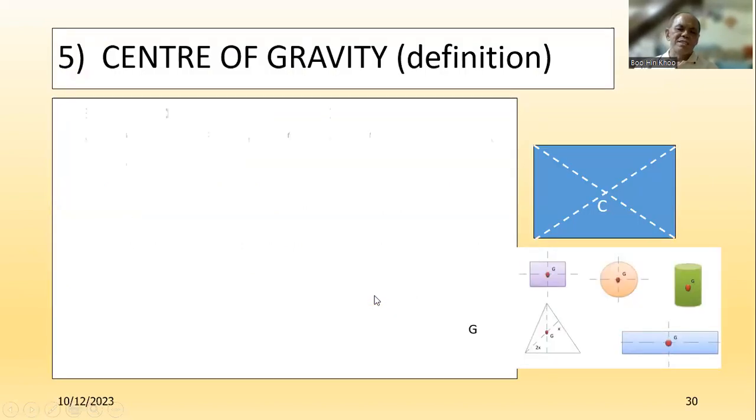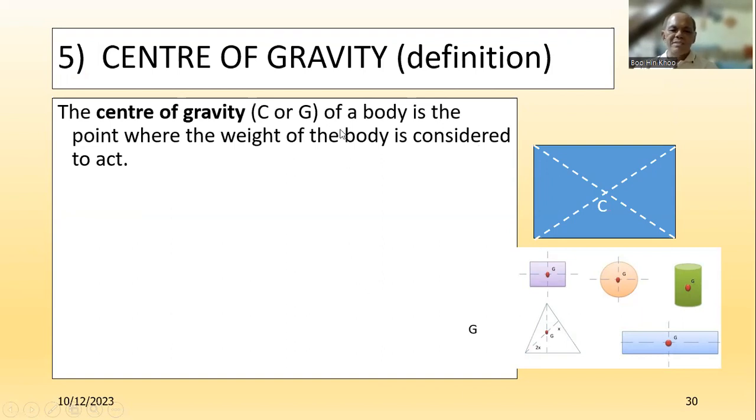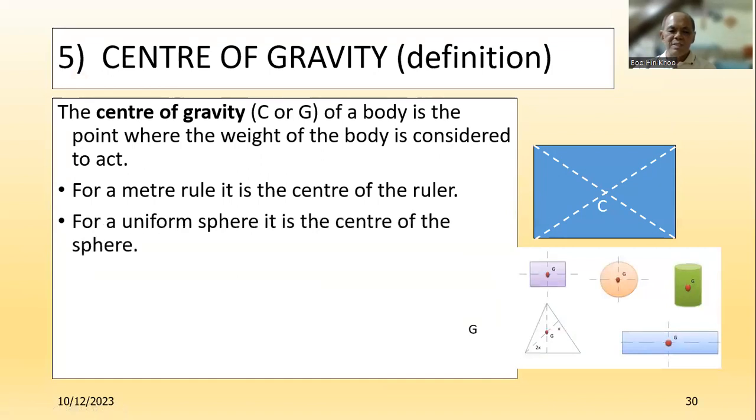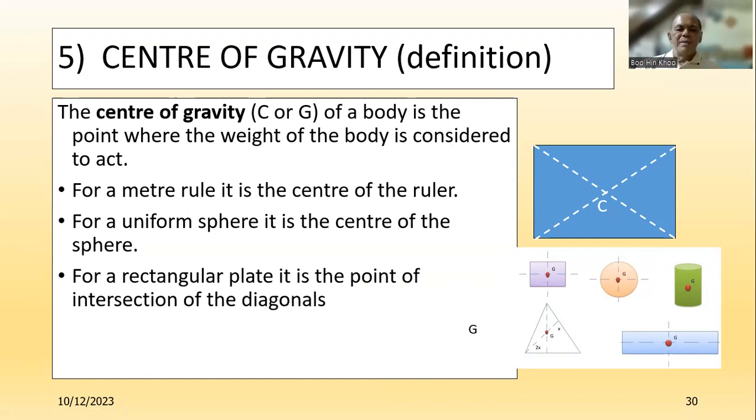First thing, center of gravity. Memorize: the center of gravity of a body is a point where the weight of a body is considered to act. Some people call it C. That's your point. The center of gravity of this plate, rectangle, or circle is the center. You can call it G, you can call it C. For a meter rule, it is the center of the ruler. For a uniform sphere, it is the center of the sphere. For a rectangular plate, it is the point of intersection of the diagonals. Where they intersect, there's your center of gravity.